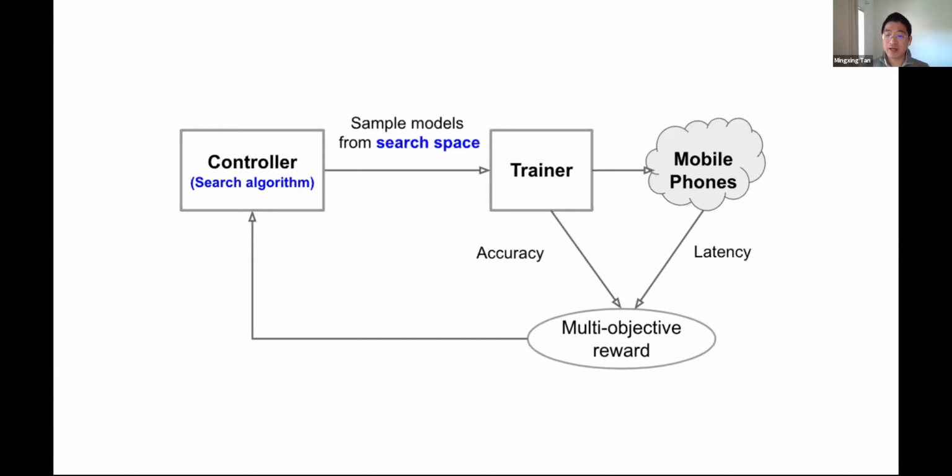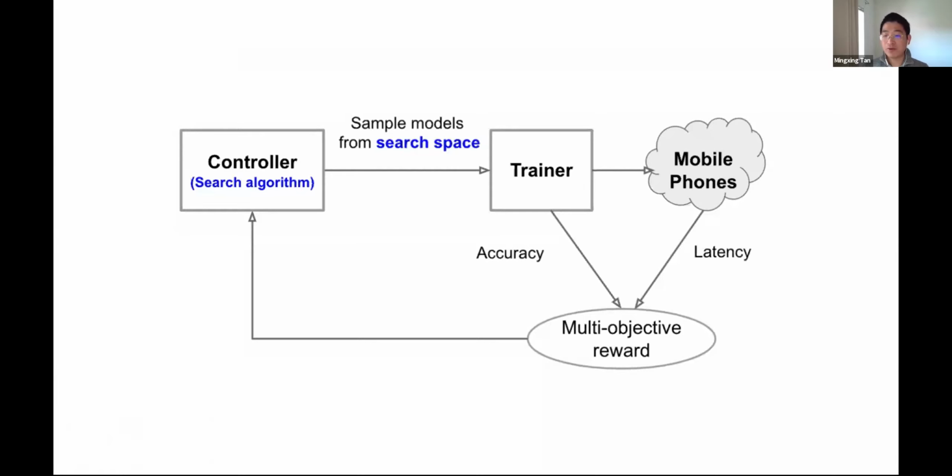You first design a search space, and in the search space, you put a lot of design choices. And then you leverage some search algorithm. There are a lot of search algorithms in the optimization domain. You can use RL, evolution, and so on. And based on those search algorithms, you try to find a good model in this search space.